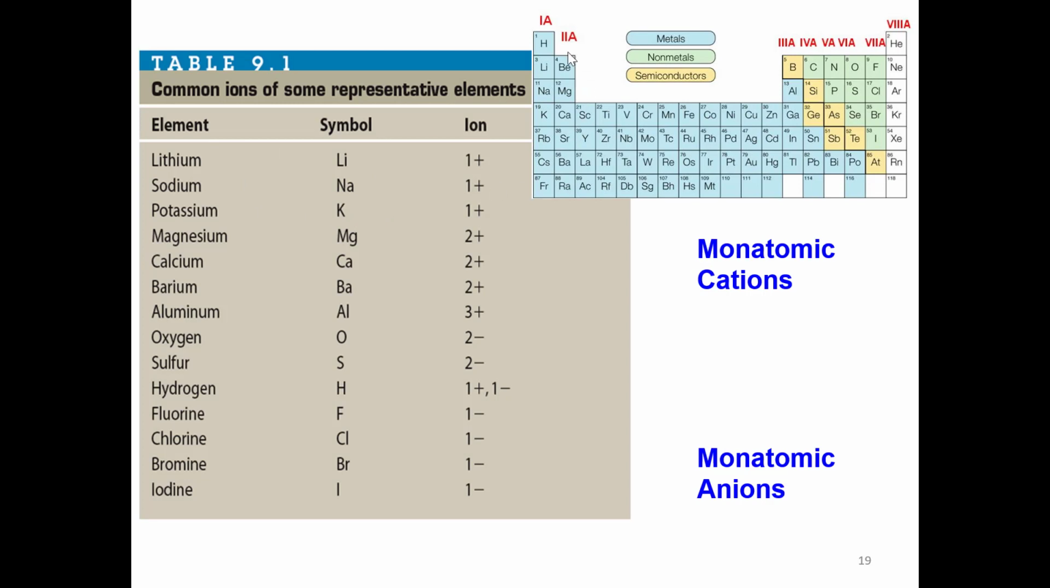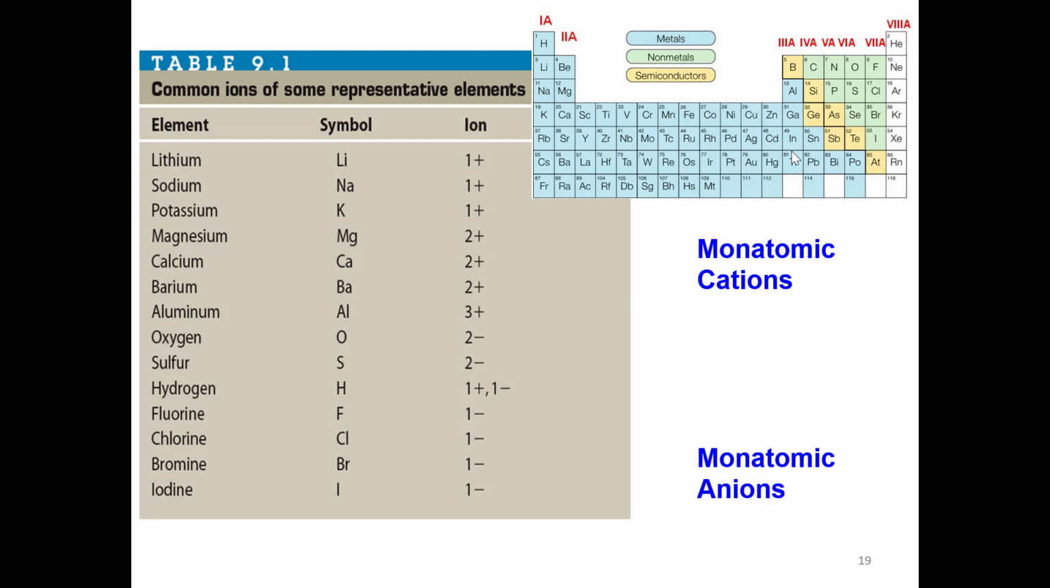In the second group, they have 2 electrons in the outer shell, then they lose 2 electrons to become a positive 2 ion. And all of these are positive 2 ions. This is the case of magnesium, calcium, barium. Aluminum is in the third group, so aluminum loses 3 electrons and becomes a positive 3 ion. And all in this group are positive 3.